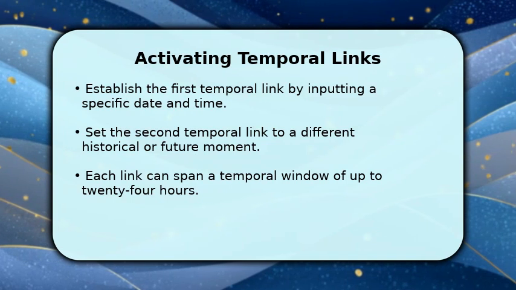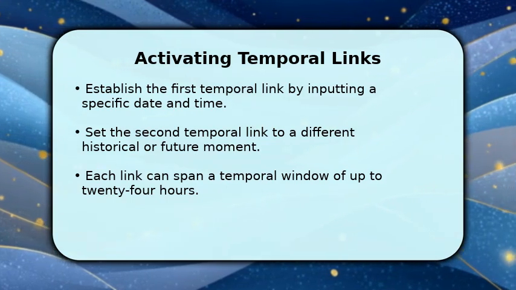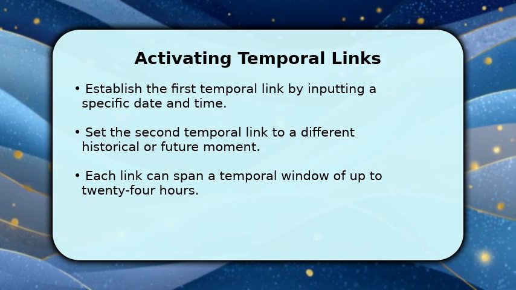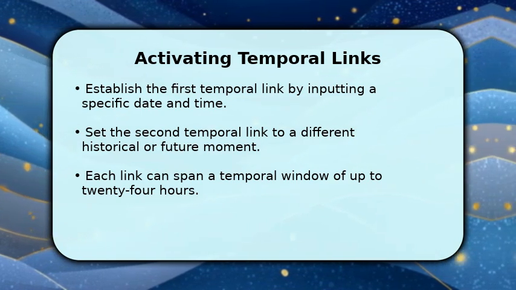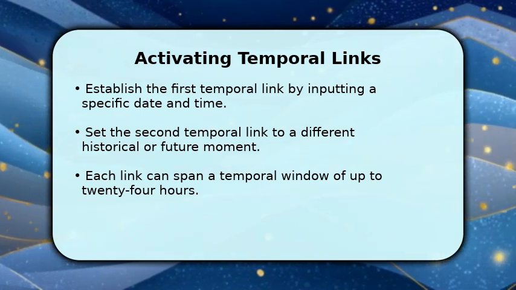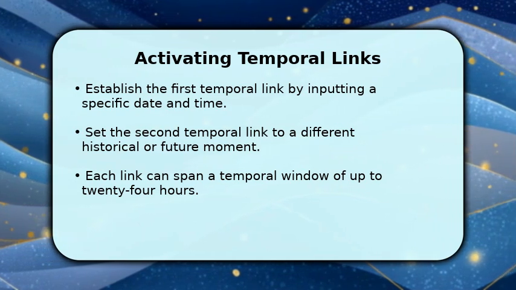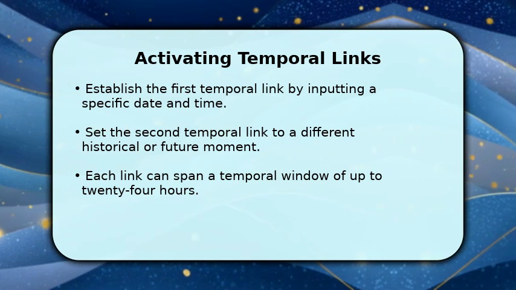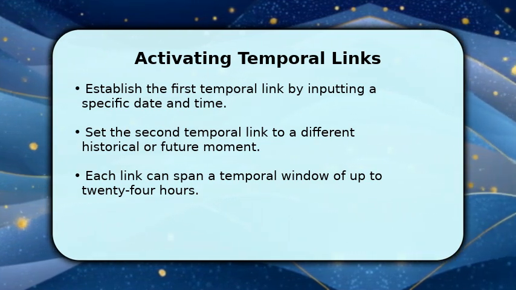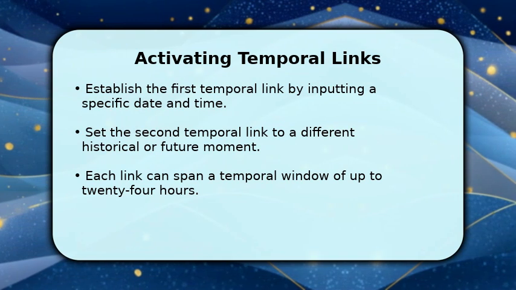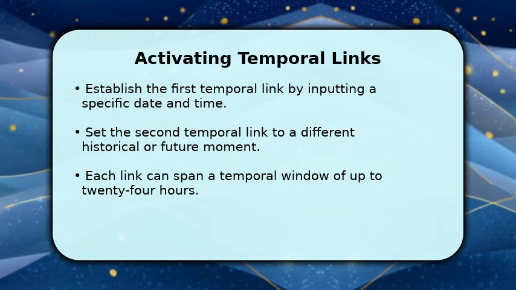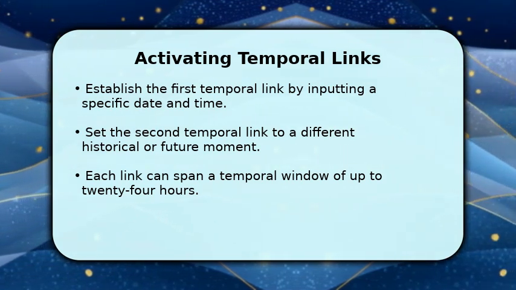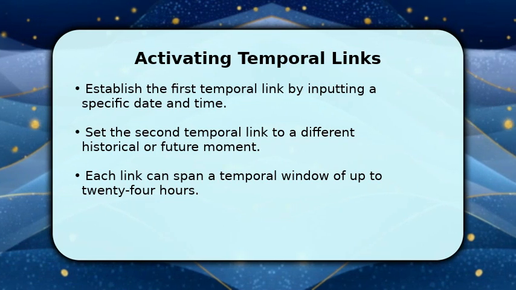To activate your temporal links, use the intuitive holographic interface. Input your desired first temporal coordinate, selecting a specific date and time within a 500-year range. Confirm this selection. Next, repeat the process for your second temporal coordinate, ensuring it is distinct from the first. The device will then project two stable, independent observation windows, each displaying events from its designated time frame.